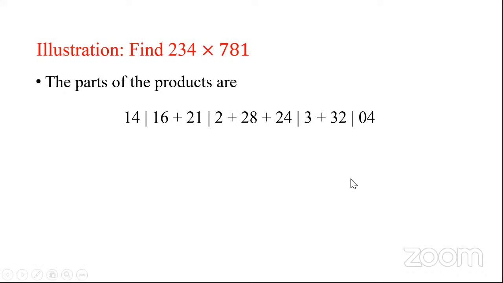Now we come to the third part. Now I have 34 and 81 with me. As usual, I will multiply 3 into 1. That will give me 3 plus 4 into 8, 32. And the last part is 4 multiplied by 1, 04. I repeat how I am writing. 2 into 7, 14. 2 into 8, 16 plus 7 into 3, 21. Now, 2 into 1, 2 plus 8 into 3, 24 plus 4 into 7, 28.